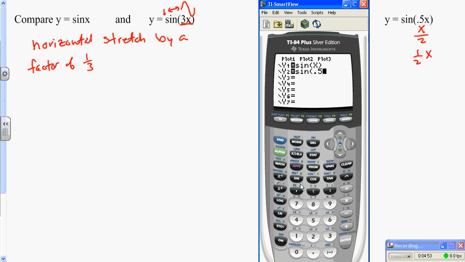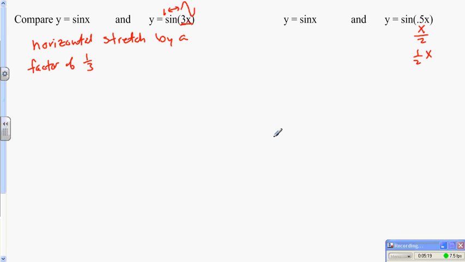Then 0.5 and graph. Okay, so here's our normal one, period of 360. Now all of a sudden this comes in really slowly turning. Now that's doubled. Its period goes from here to here in order for it to start the process over again. So that one got stretched horizontally also, but it stretched it out instead of squishing it. So this is a horizontal stretch.